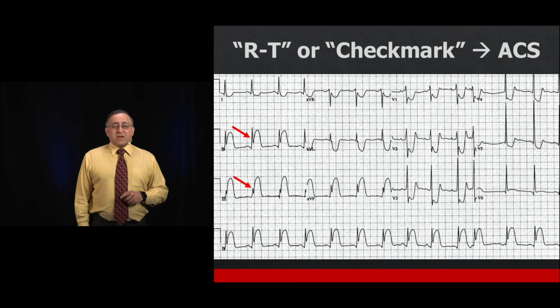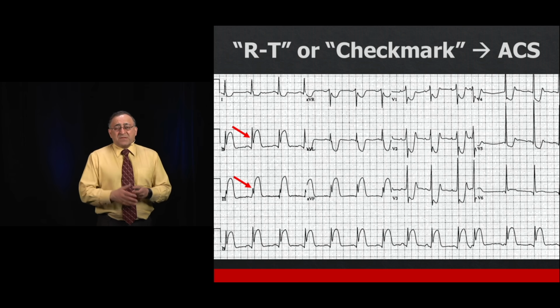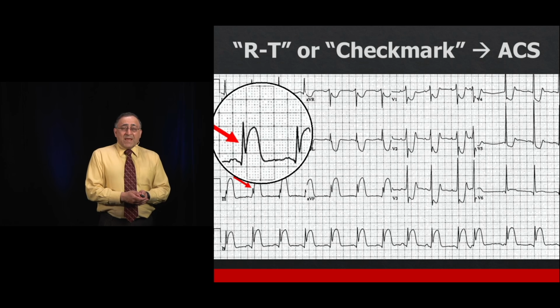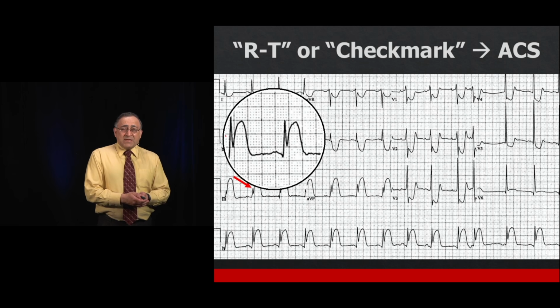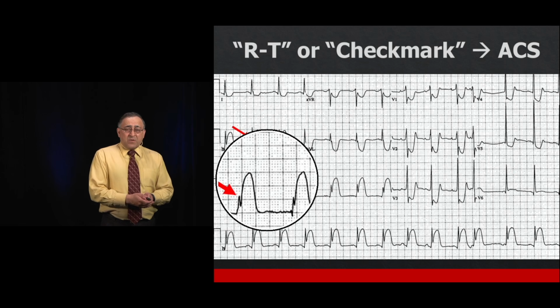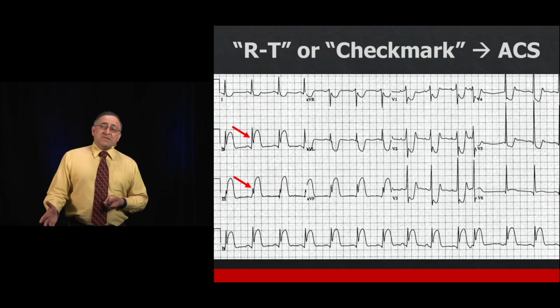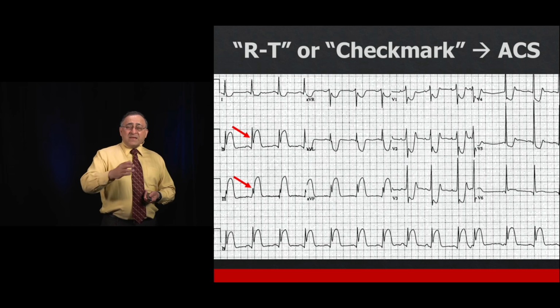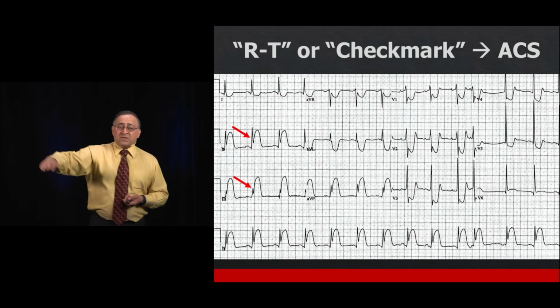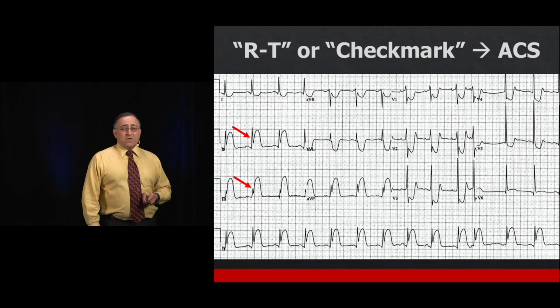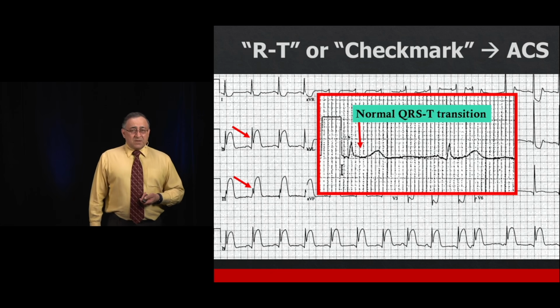This is a nice example of that RT sign or check mark sign. This is obviously a STEMI, but it's a nice example of that RT. Take a look up here. Notice the R wave comes down and then bam, immediately it heads right into the T wave. That's the RT sign. That's got to be a STEMI, right? Pericarditis needs some time to transition into the T wave. STEMI can come right down and then shoot right out into the T wave. So when you see that RT or the check mark sign, think about ACS.